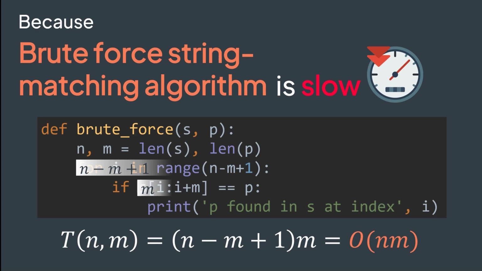Why don't we just use it then? Why would we use a more complex algorithm that uses hashing and sliding window? It's because the brute force solution is slow. Yes, what we're doing is that for each index in S, except last ones, we're traversing the next m characters to compare them with P, which gives a solution of O(n times m) time complexity. Quite slow.